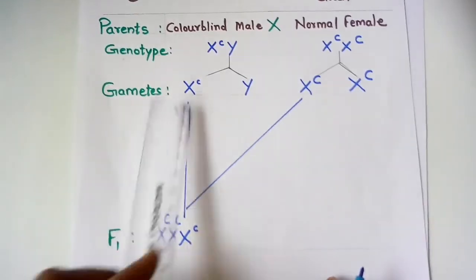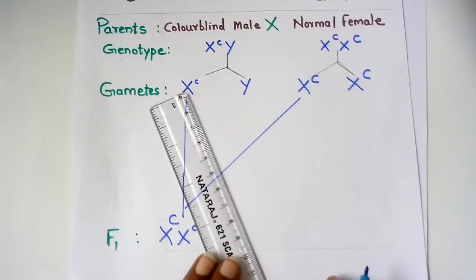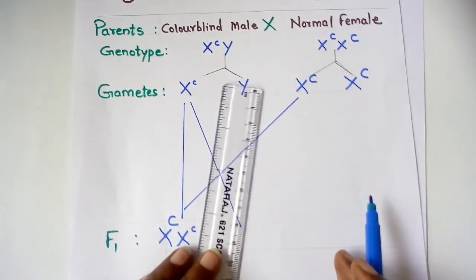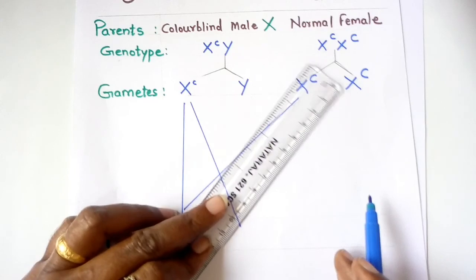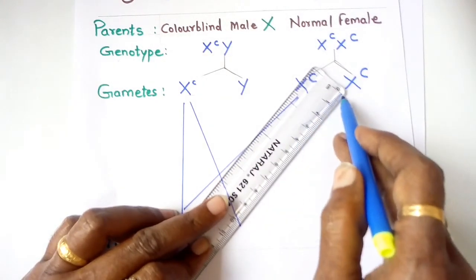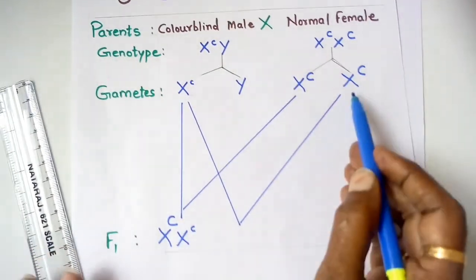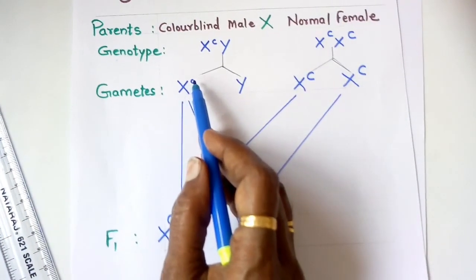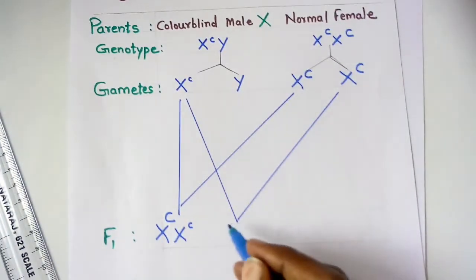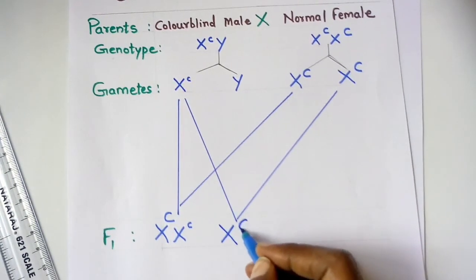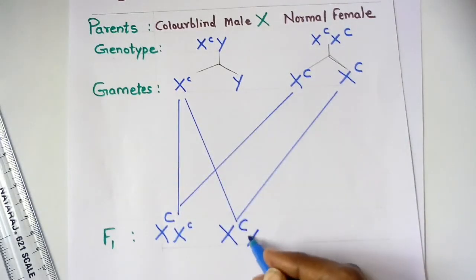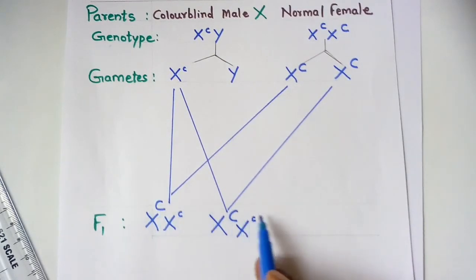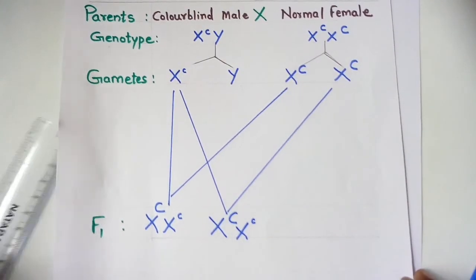Now the same male gamete, we have to cross with the other female gamete. This is the male gamete and this is the other female gamete. This is X and capital C, and this is X and small c. But we have to write the capital one first. So this is X, capital C, and this is X and small c. Capital C, small c. Clearly it has to be differentiated.